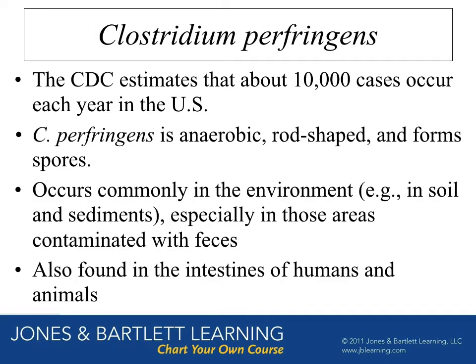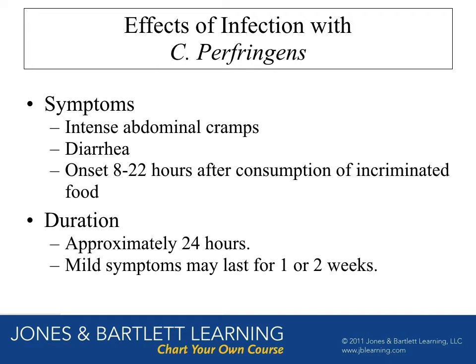Clostridium perfringens is the most common, about 10,000 cases a year. It commonly is found in fecally contaminated areas. It's found in us naturally, but not to the extent that it can cause the symptomology. Again, the symptoms: intense cramping, initially diarrhea, long-term is constipation, onset is variable, duration about 24 hours, and this can be very serious, and so it should be considered to be very serious.